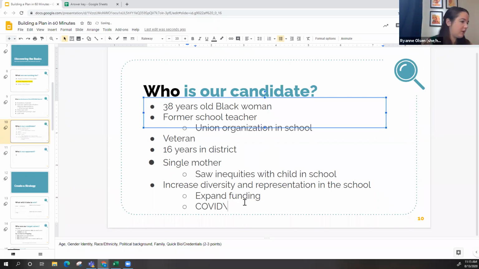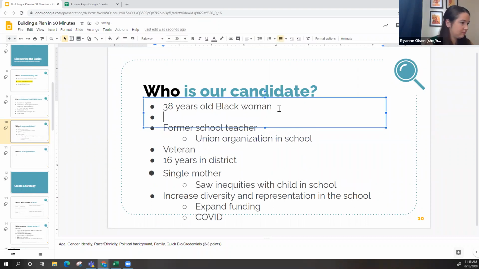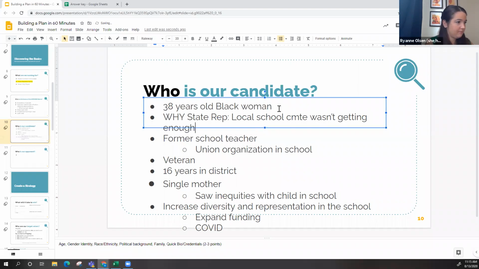Cool. So kind of, you know, she tried to work with the school. So local school committee wasn't getting enough funding from the state. And let's say as a teacher too, I don't know, Jessica, is it her first time as a candidate? We can decide that, but let's say too, as a veteran teacher, she saw how many issues were also impacting her students and their likelihood of success, right?